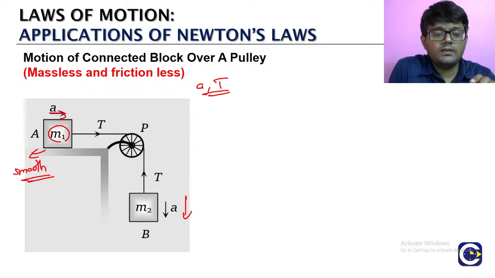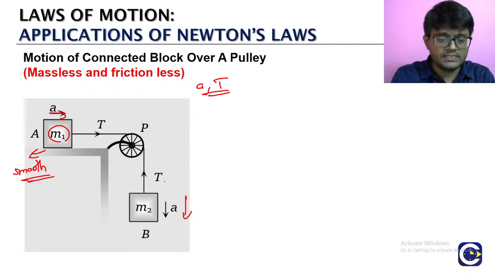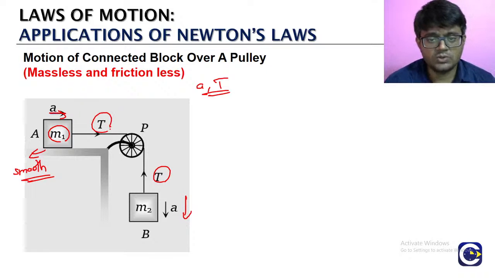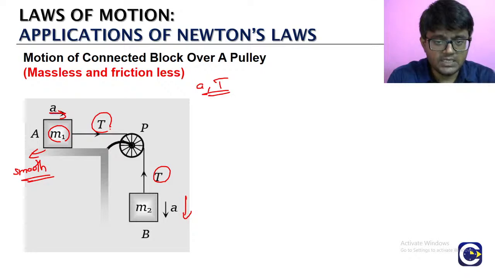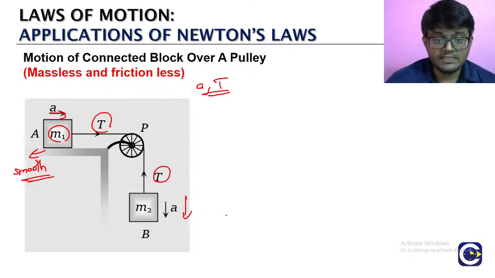Here also, the pulley is massless and there is no friction, since it is a string we are going with the standard assumptions. What are those? The string is inextensible and massless, so the tension everywhere will be the same. These are the standard assumptions. If there is any change, we have to be careful.